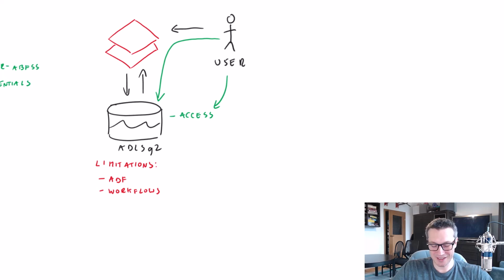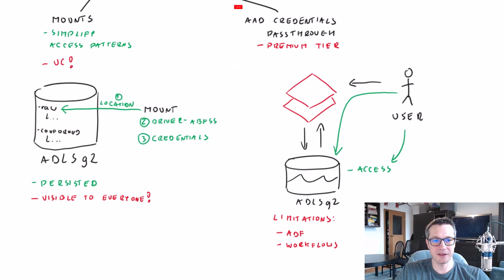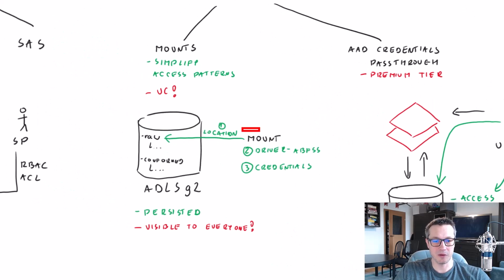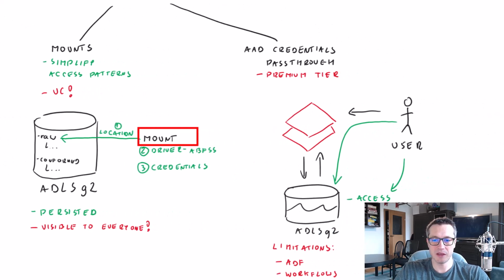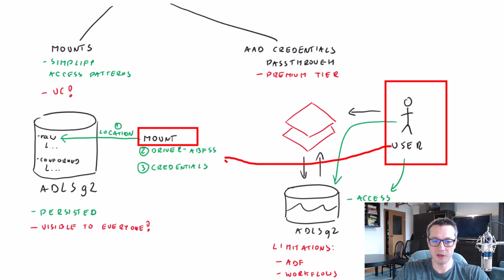But what is nice, that we can actually combine this AD credentials passthrough with mounts, and you can create a mount that will work with AD credentials passthrough options. So it works with mounts, which means that we can create a mount point, and then inside, instead of hard coding our credentials to use some kind of a service principal, it will dynamically use the identity of the user that is connecting to a mount point. So that's pretty neat.